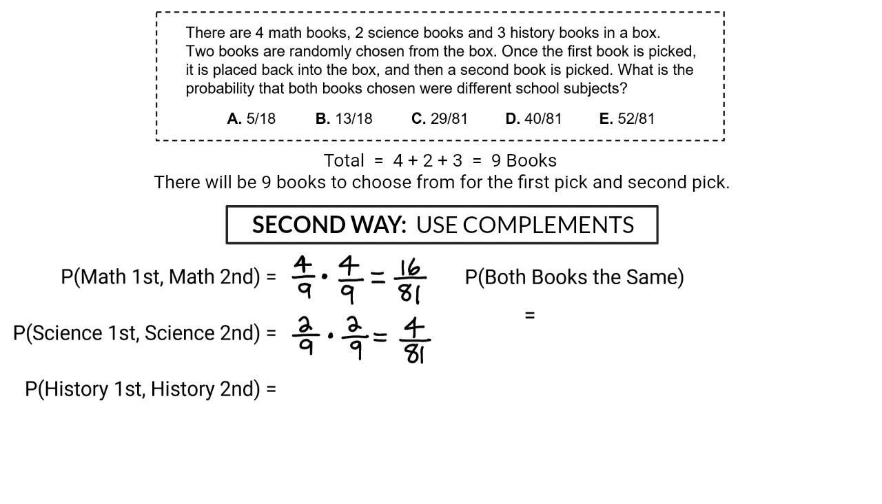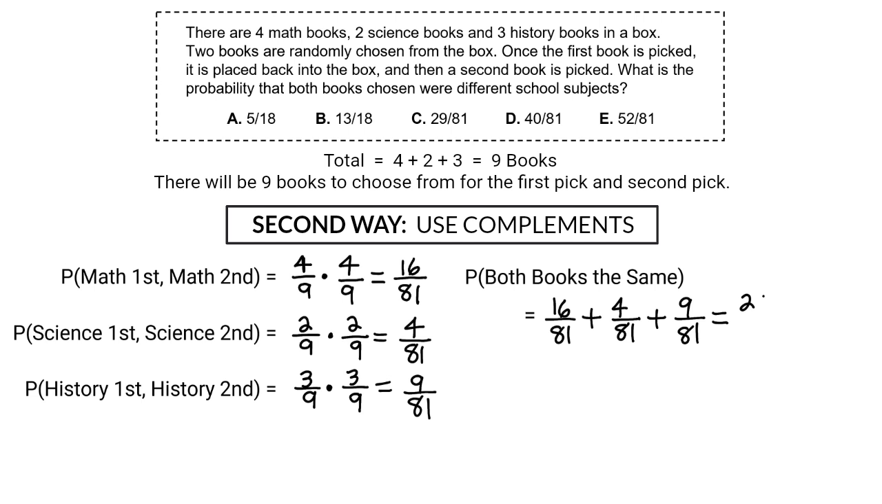And then the probability that history is going to be the first book chosen is 3 out of 9. Putting it back in there, probably second book is going to be history again. It's going to be once again 3 out of 9. Doing those both together is 9 over 81. So now the probability that both books are the same is just simply going to be those 3 answers. 16 over 81 plus 4 over 81 plus 9 over 81. And that's going to give us 29 over 81. Okay, so now that's the probability that both books are the same.